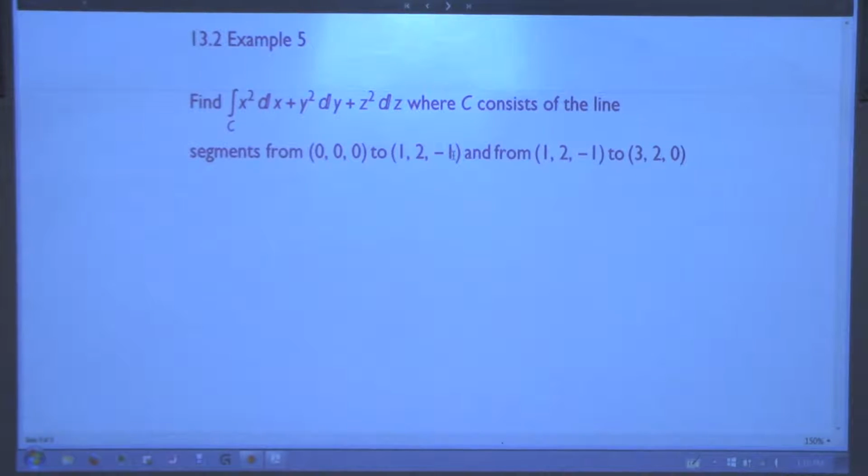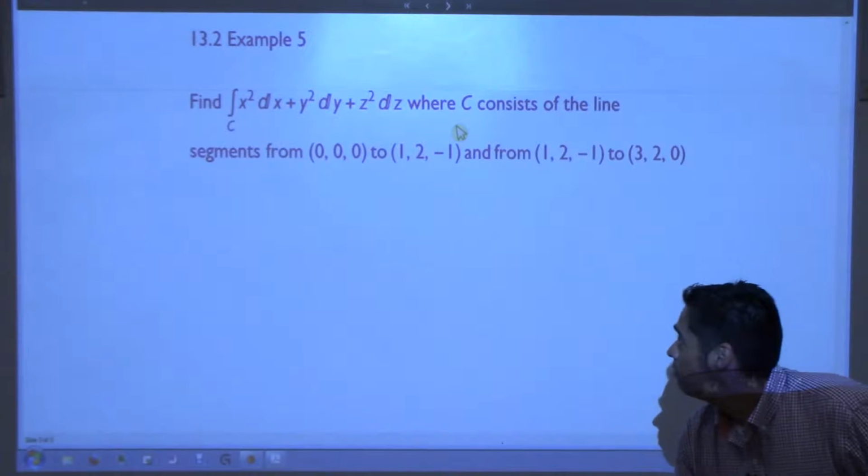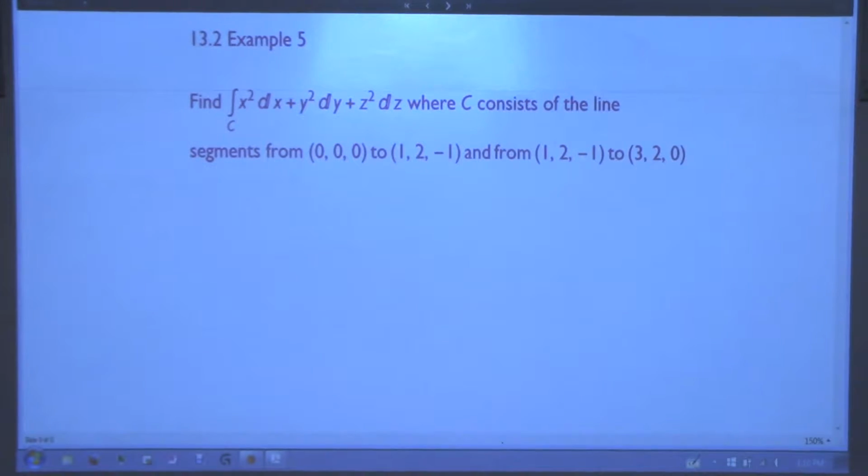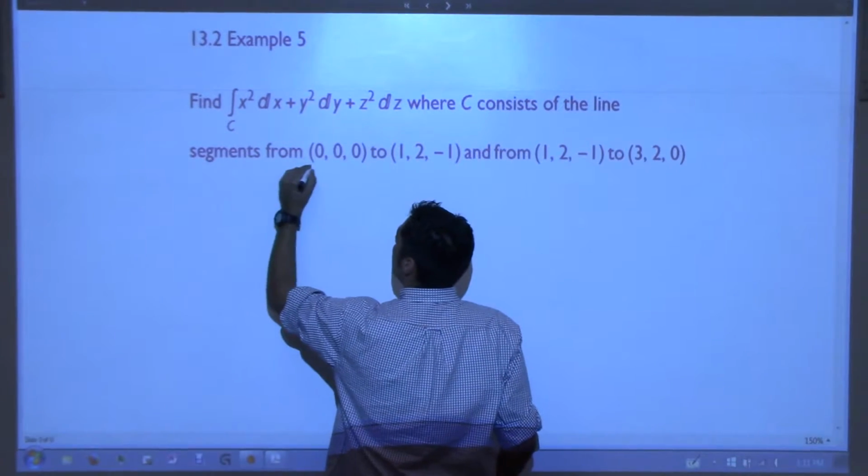Okay, find this line integral where C consists of the line segments from 0, 0, 0 to 1, 2, negative 1, and from 1, 2, negative 1 to 3, 2, 0. Everything is exactly the same as last class, with the exception that we're in 3-dimensional space. So we still have to come up with parametric representations or a vector function which represents these segments. So how about we break them up into 2 pieces.